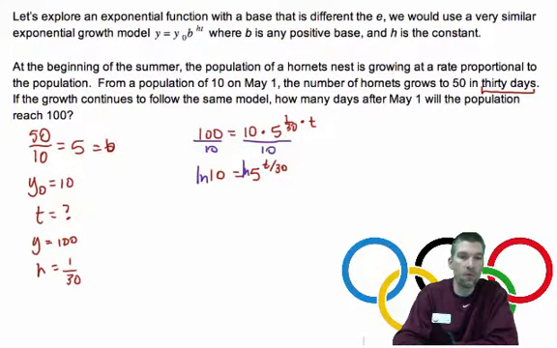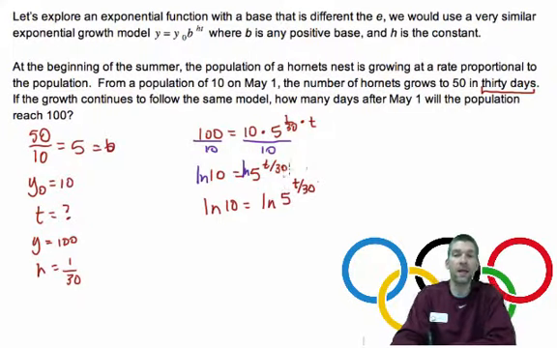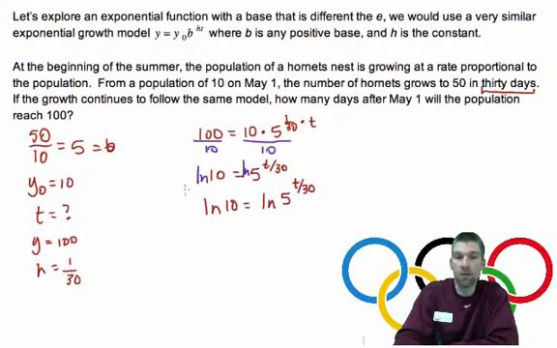And remember, when we do this, what happens is I get the natural log of 10 is equal to the natural log of 5 to the t over 30 power. Well, any exponent inside a logarithm can be written outside the logarithm using multiplication. So natural log of 10 equals t over 30 times the natural log of 5. Hey, we're making some progress here.